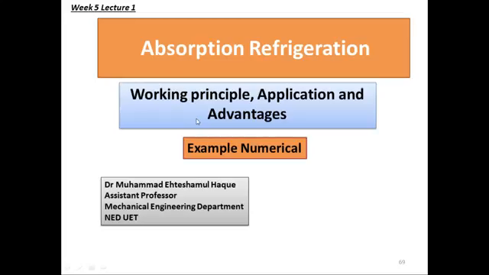We have discussed part of it in the previous lecture. This is week 5, lecture number 1. So I'm going to start again on the absorption refrigeration cycle. We are going to discuss the working principle of it, its application, and its advantages. So let's get started, and we'll see some examples of how to do the calculation for this cycle.